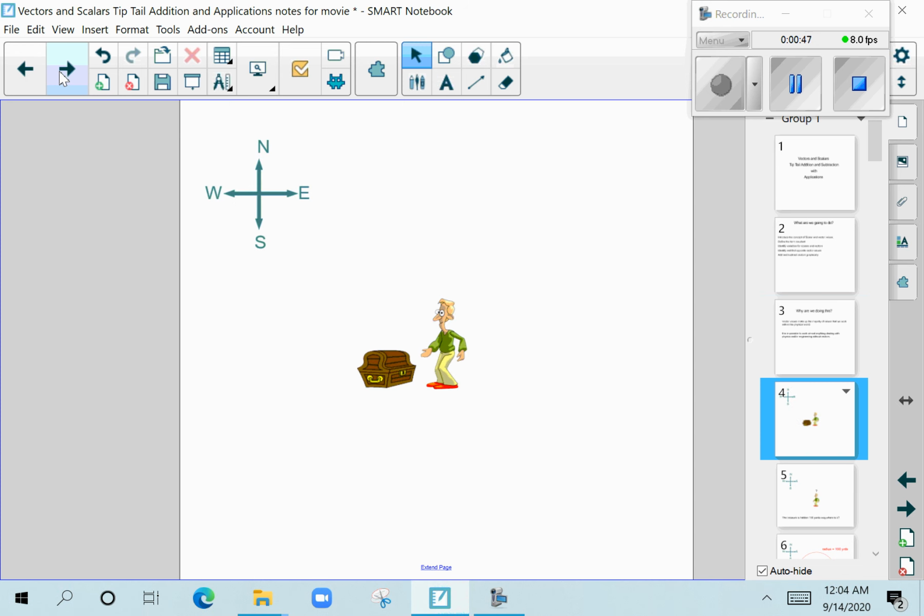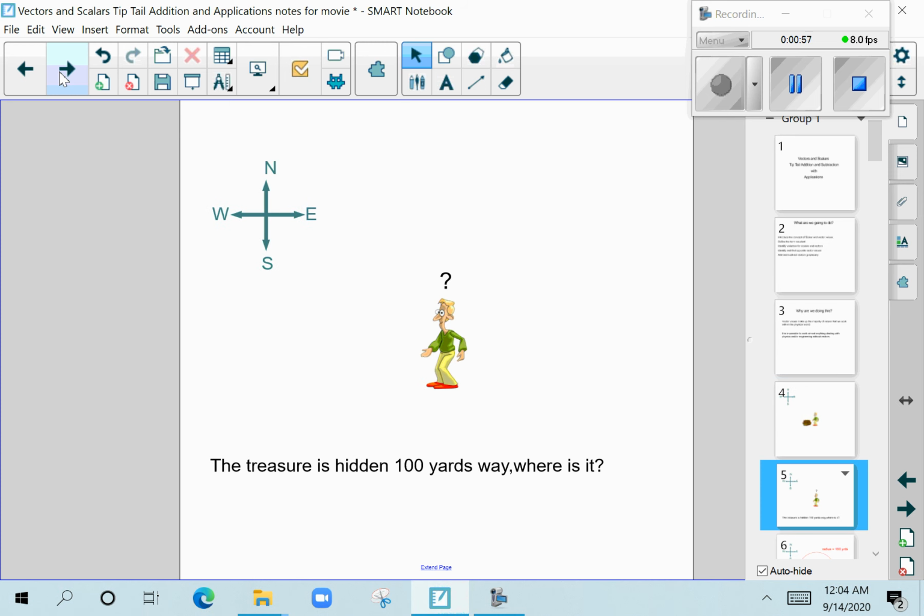So here we have a guy with a treasure chest, and we're going to take the treasure chest, hide it from him, and then give him a clue on where it is. And we'll see if he can figure out in one guess. The hint that the guy is giving us is that it is hidden 100 yards from where he is. Now the question is, where is it? Can he find it in one guess?